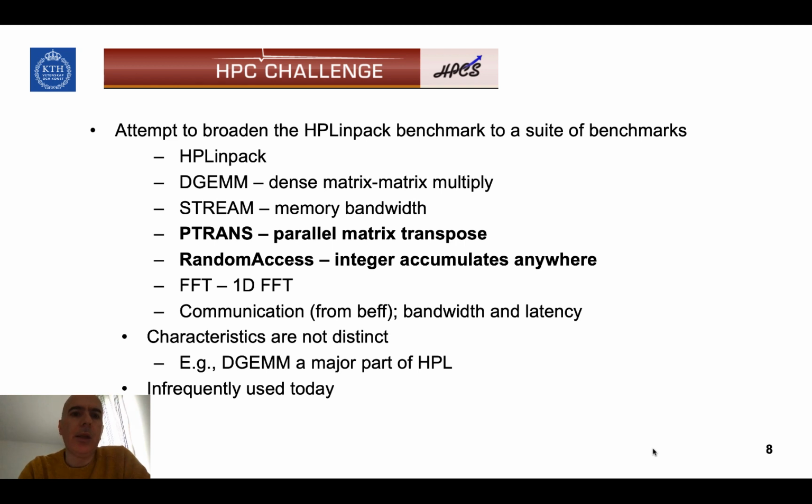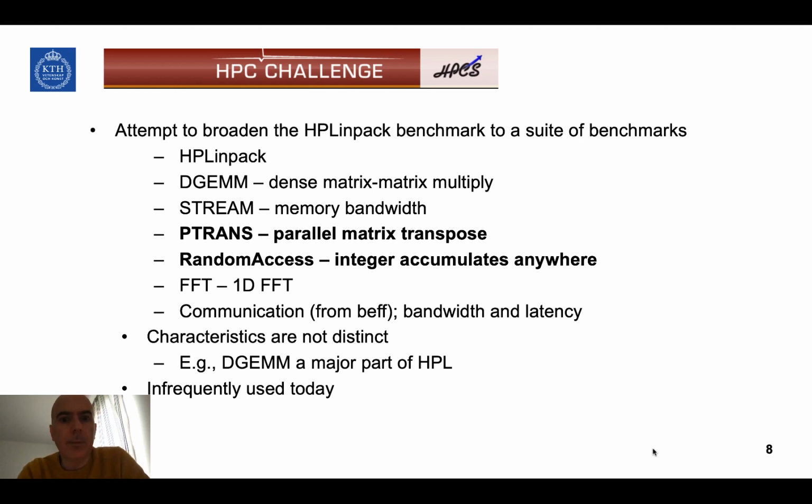Another collection of benchmarks that has been quite famous, but is not used as much as in the past, is called HPC Challenge, and it's an attempt to broaden the HPL benchmark to a suite of benchmarks. So it's a collection of different benchmarks. It does include HPL, but also DGEMM, that is the dense matrix multiply. In this case, D stands for double, not for dense. So there is DGEMM and SGEMM. D is for double precision, S is for single precision. It includes also Stream to measure the performance of the memory and the data movement on our system.